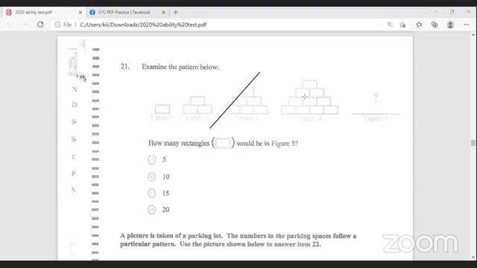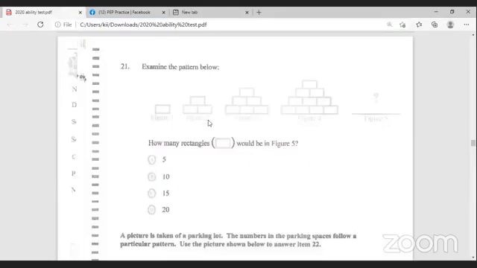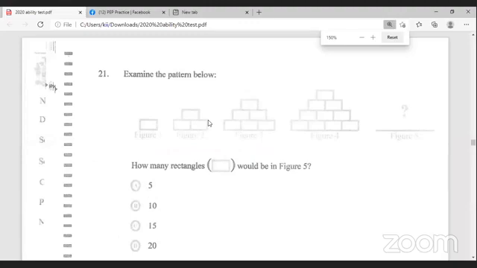If you're just joining, this is the 2020 ability test paper. Actual past paper. We have been looking at this paper from last week. We were able to look at questions 1 to 20, thereabout, and then we're continuing from number 21 to 40. So it says, examine the pattern below.